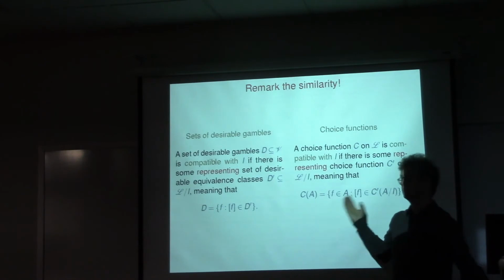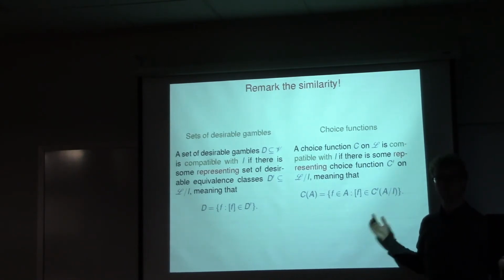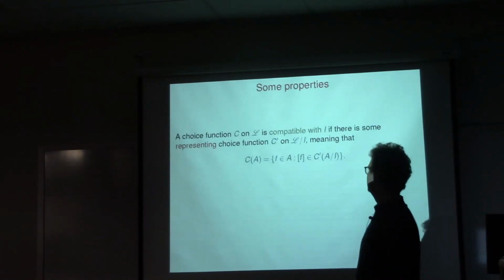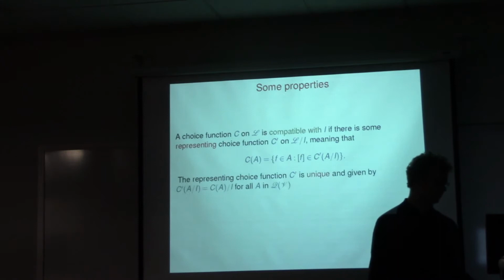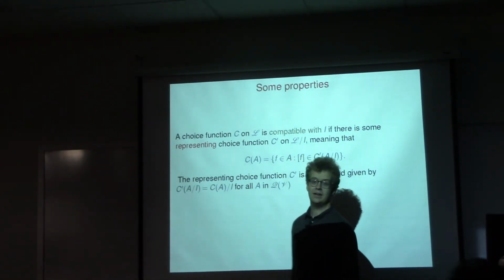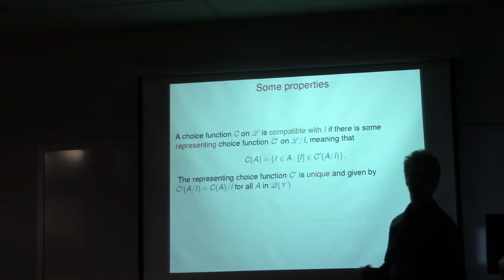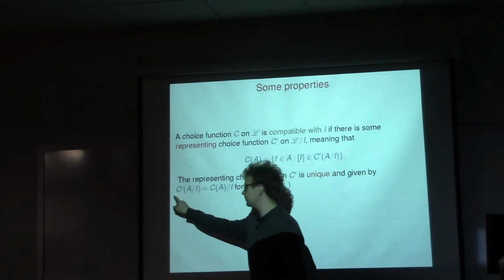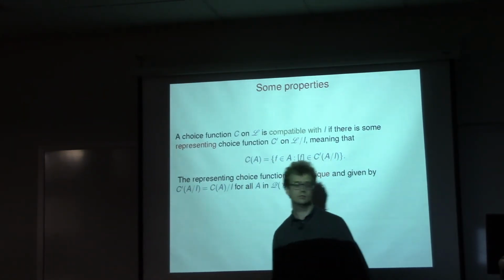So I think it's very elegant and quite clear what this means. There are some properties. First of all, the representing choice function is unique and is given by this formula. If I have an original choice function that is compatible with I, then its representing choice function is uniquely given by this formula.